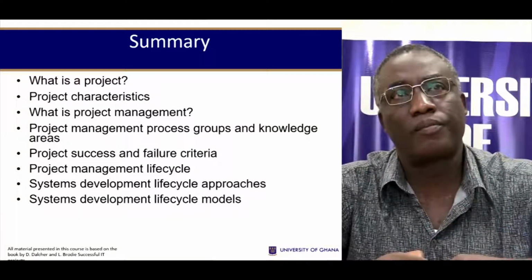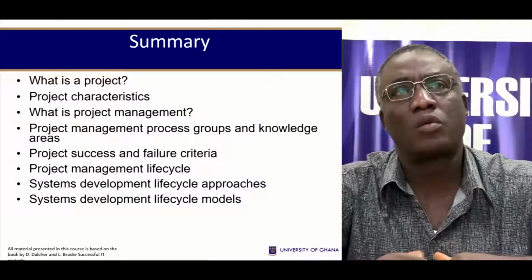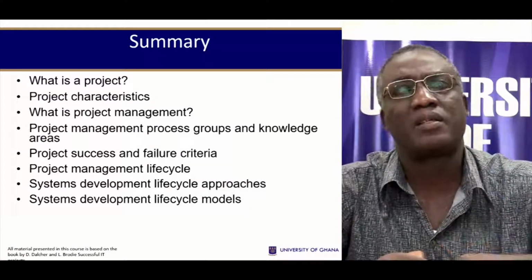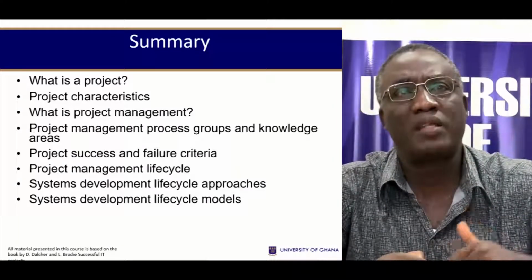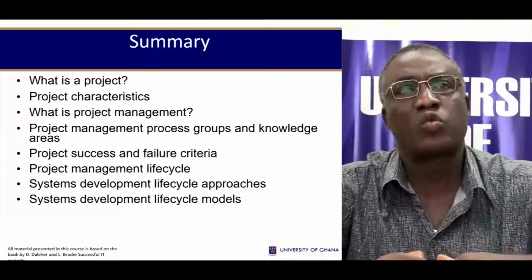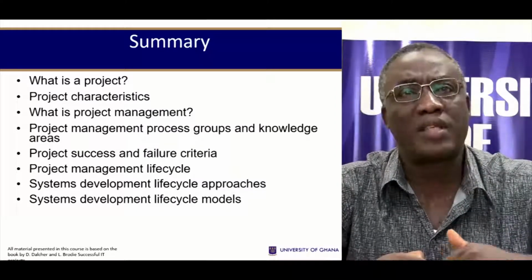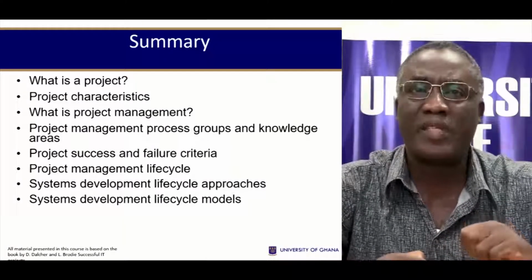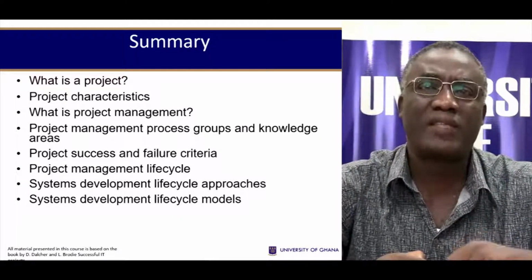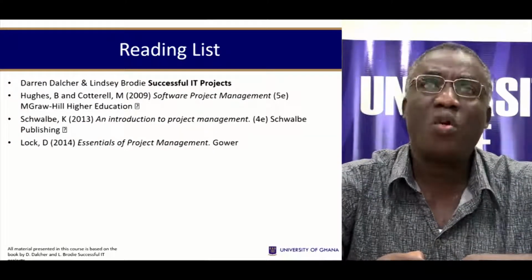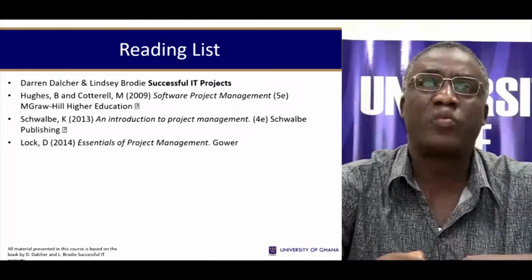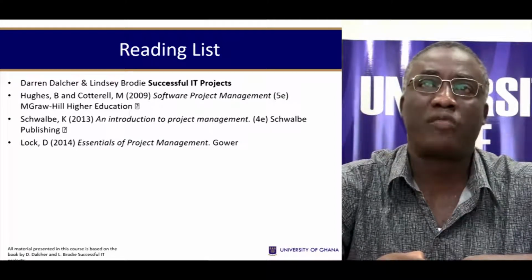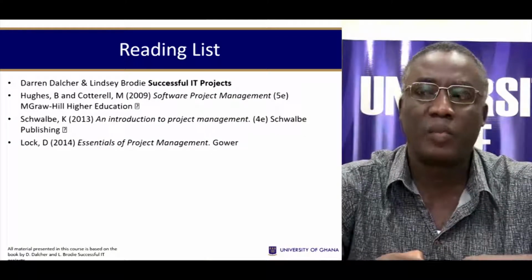So, what have we learned? In this session, we've talked about what a project is, what the characteristics of a project are, and what project management is. We also mentioned project management process groups and the knowledge areas. We also mentioned the project success and failure criteria, and we began to look at the project management life cycle. We'll talk about the systems development life cycle approaches and the system development life cycle models. You will find more information from the reading list that is provided and from the project management body of knowledge study guide that is provided to you.